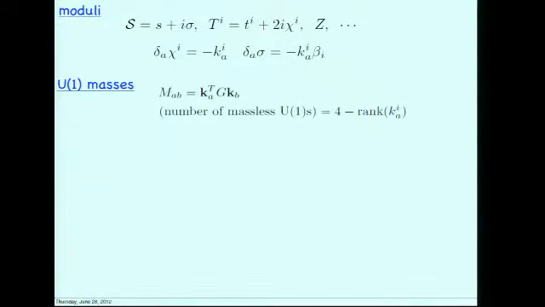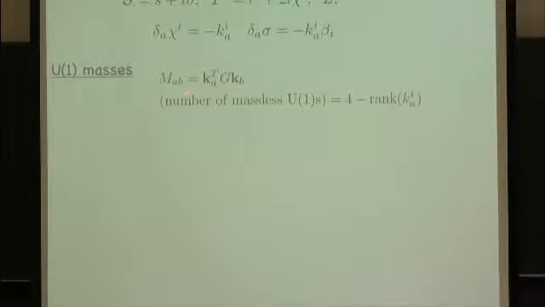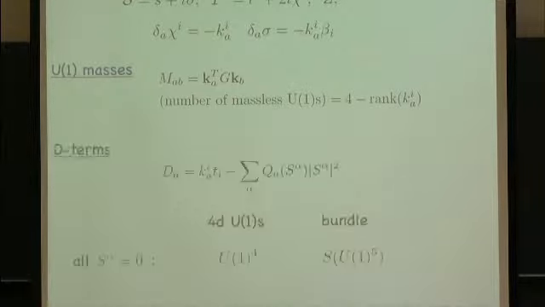I should be a bit more precise. I said they are Green-Schwarz anomalous and hence massive almost all the time, but not always. So here is the Stückelberg mass matrix, and it's easy to infer from that the number of massive U1 symmetries. It is easily computed from the rank of this integer matrix. So just look at this integer matrix, you'll see.